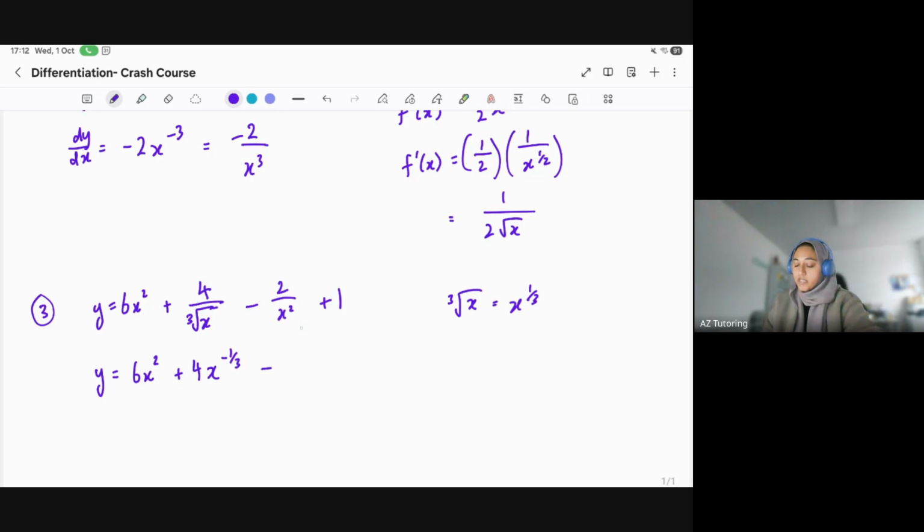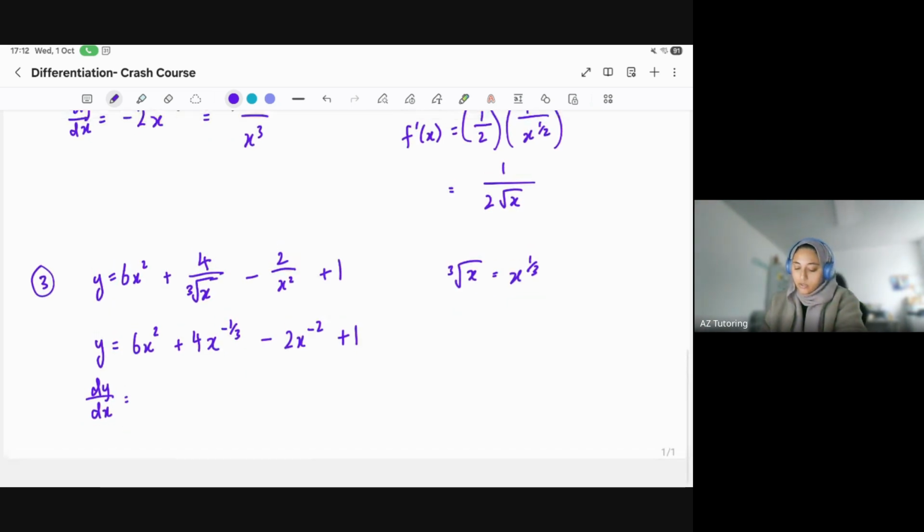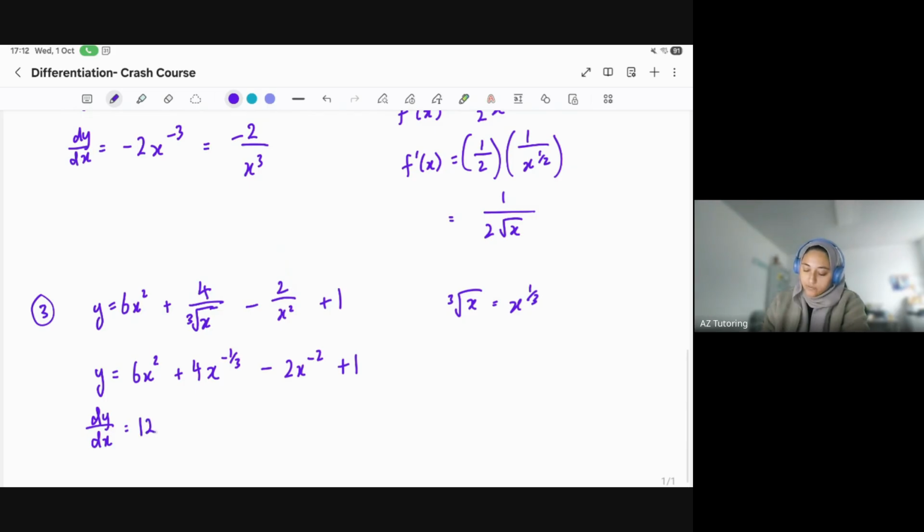Then we've got minus 2 over x squared. To bring the x squared to the top, it's going to be to the negative power. So it's minus 2 x to the power of minus 2, and then the 1 is completely fine. So we've rewritten that. Now let's actually differentiate. dy over dx equals 6 times 2, which is 12, and then decrease the power by 1, so just x. Plus, well, not plus, 4 times minus a third is minus 4 over 3, x to the power of minus a third minus 1. So 1 is 3 over 3, so minus 1/3 minus 3 over 3 is minus 4/3.